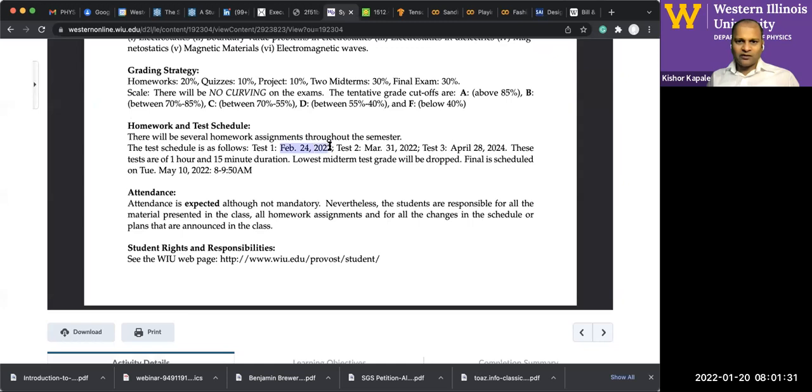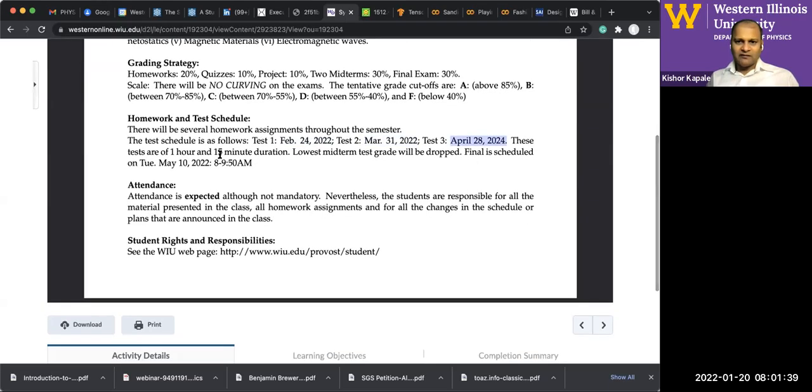February 24th would be the first test, March 31st would be the second test, and April 28th would be the third test. And then we will have a comprehensive final on the 10th. May 10th happens to be the Tuesday. And so the time for that is double the amount of time than the usual time. And in fact, we can go a little bit over that if we need to. So that's the schedule for the test.